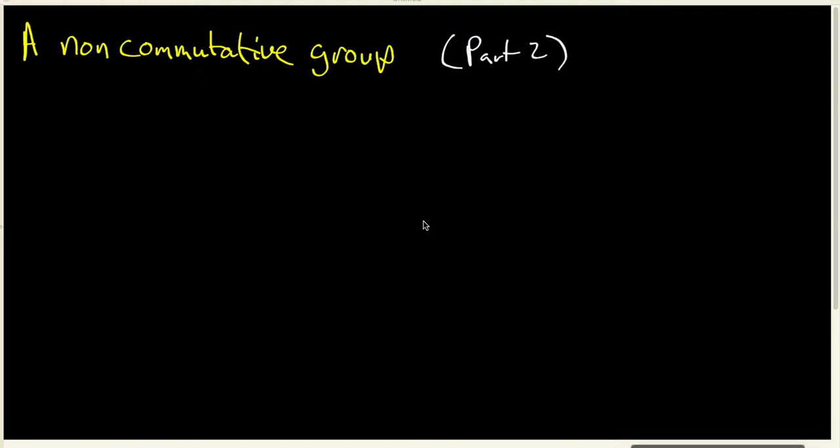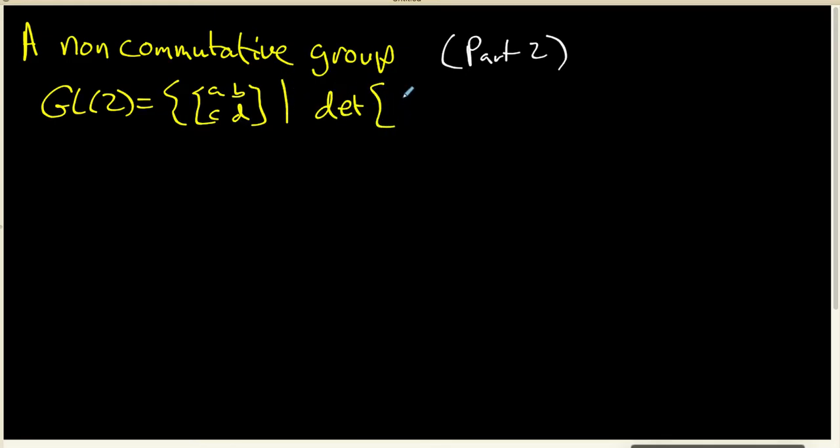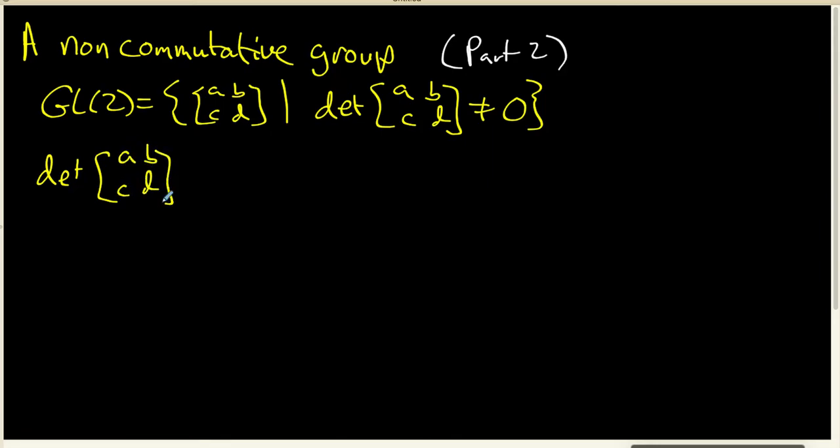In the previous video, we defined the set GL2 to be the set of 2 by 2 matrices where the determinant of the matrix was not equal to 0. It's important to remember that we also reviewed that the determinant of a 2 by 2 matrix is just the product of the main diagonal minus the product of the off diagonal. It's worth noting that determinants of larger matrices are harder to find.